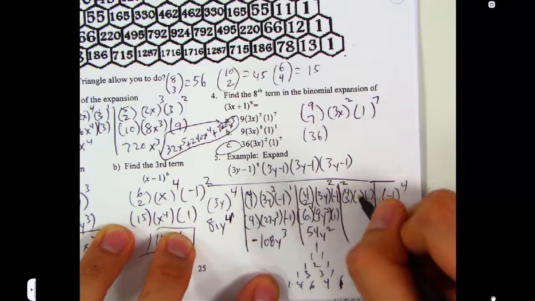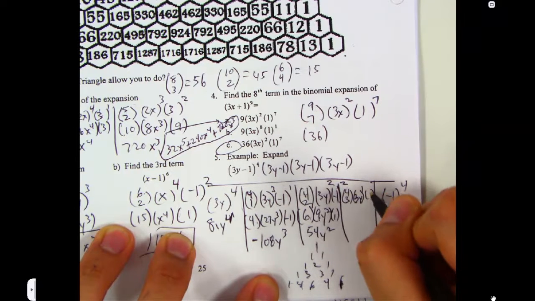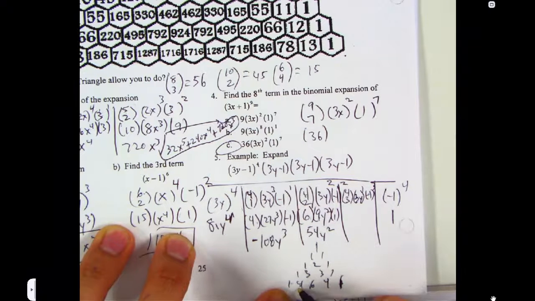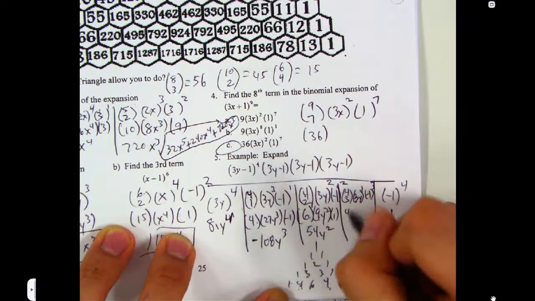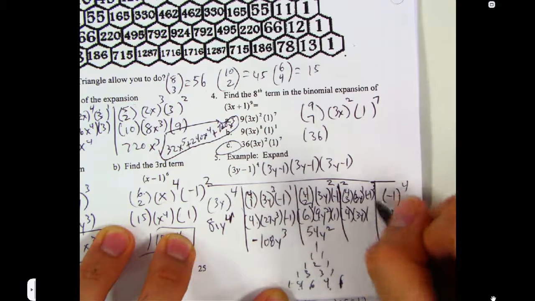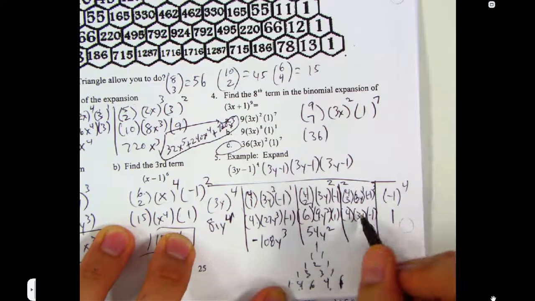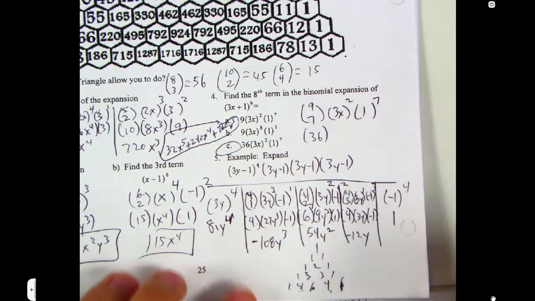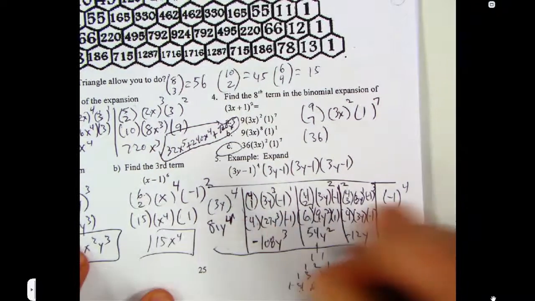4 choose 3. And then 3y to the 1. And then negative 1 to the third. 4 choose 3. Fourth row, third one. 1, 2, 3, which is 4. So this is 4. 3 to the first is 3y. Negative 1 times negative 1 times negative 1, negative 1. 4 times 3 times negative 1. Negative 12y. Okay, you have all your terms, just write out your answer.